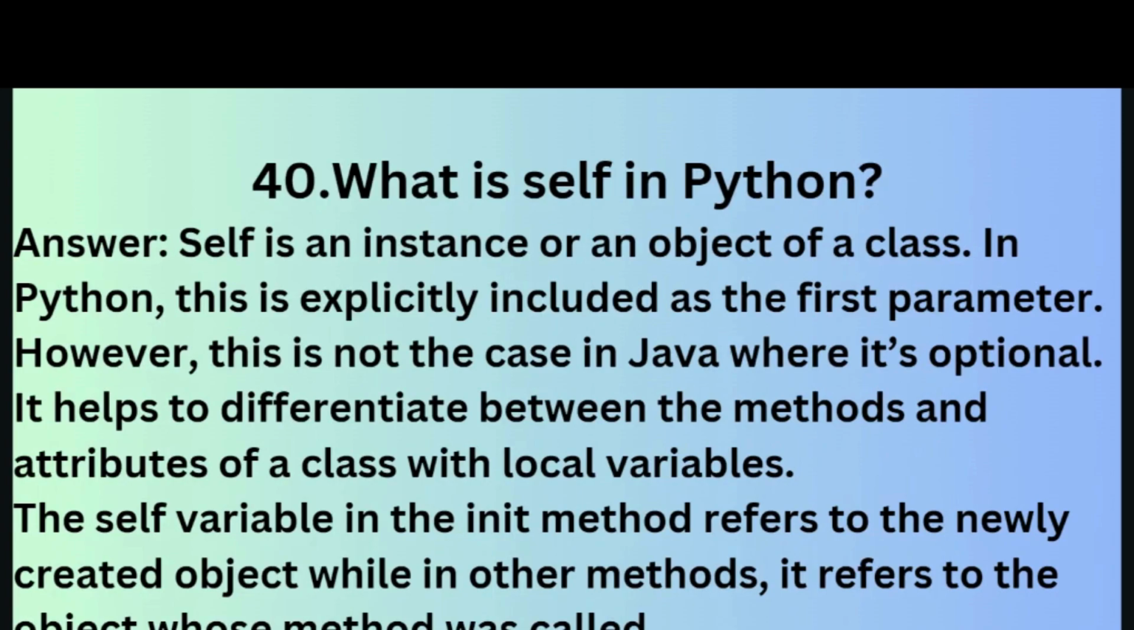What is self in Python? Self is an instance or an object of a class. In Python, this is explicitly included as the first parameter. However, this is not the case in Java, where it's optional. It helps to differentiate between the methods and attributes of a class and local variables. The self variable in the init method refers to the newly created object, while in other methods it refers to the object whose method was called.